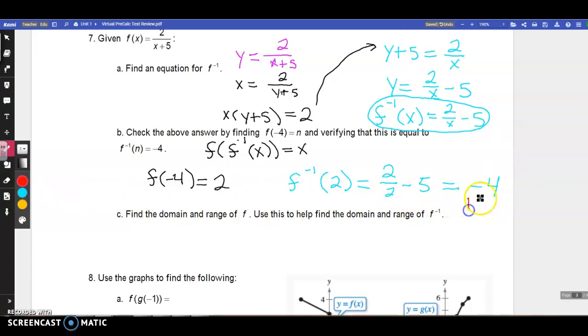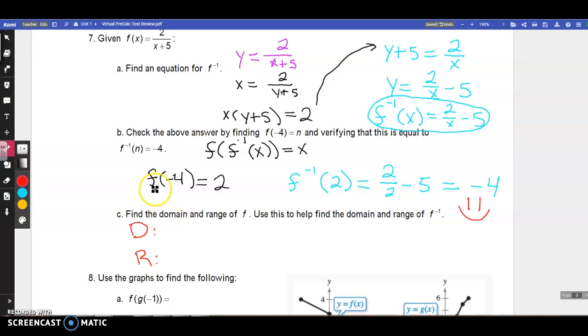We just found out that if I plug in -4, I get 2 in my f equation, and if I plug in 2, I get -4 in my inverse equation. So that makes me happy. All right, and then last one for this problem, find the domain and range of f. So what is my red flag on this equation? We can plug this in our calculator, but this is actually one where it's going to be easier if you just think about it.